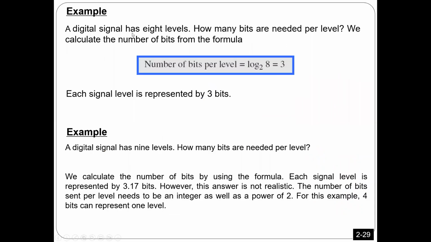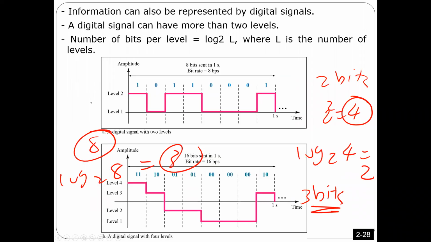In this example, I tell you we have 8 levels, and then I'm asking you how many bits we can represent here. All you have to do is number of bits equal log 2 of 8, which is 3. Is that okay? So if I have 8 levels, every level here I'm going to represent with 3 bits instead of 2. Here it's 2 because I have 4 levels. I can make this one 3, but if you want to do that, you have to increase the number of levels to 8.